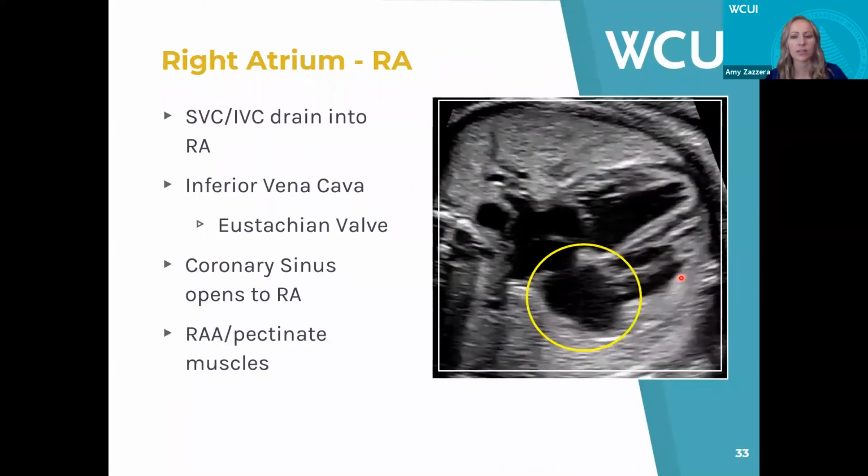And so we're gonna jump right into that right atrium. So let's talk about that morphologic anatomy of the right atrium. So the SVC and the IVC drain into the right atrium. And then we have that IVC has the Eustachian valve, which you can see at times with the four-chamber view. And we also have the coronary sinus opening into that right atrium. And we have a right atrial appendage, sorry, which is broad-based and triangular in nature.